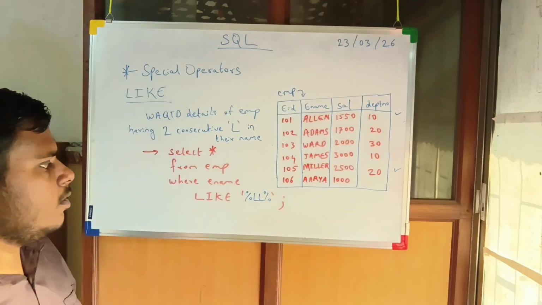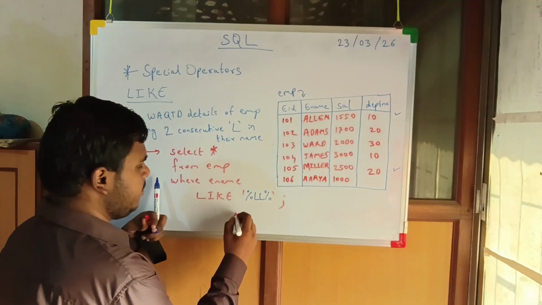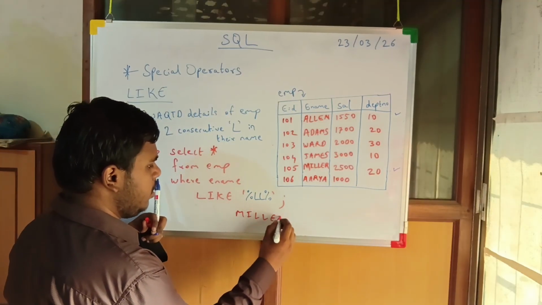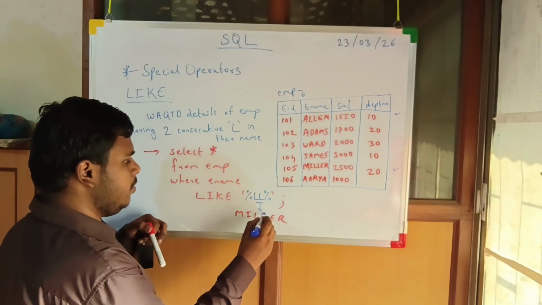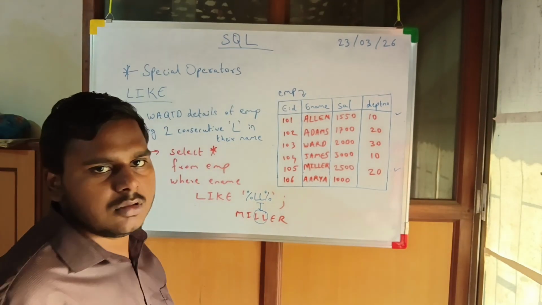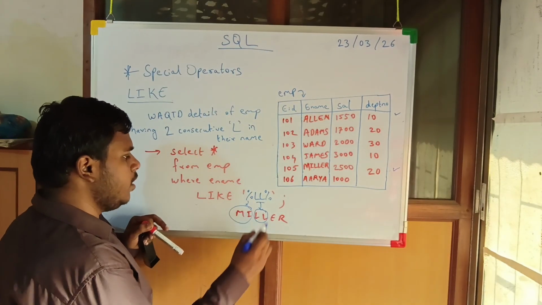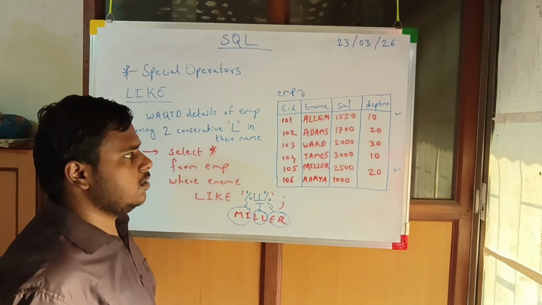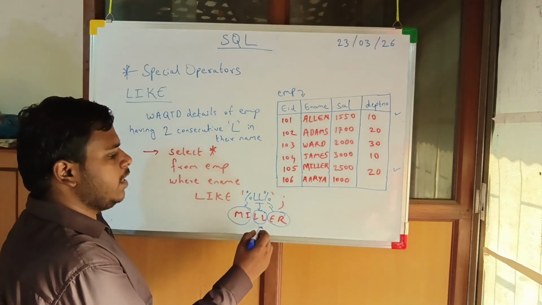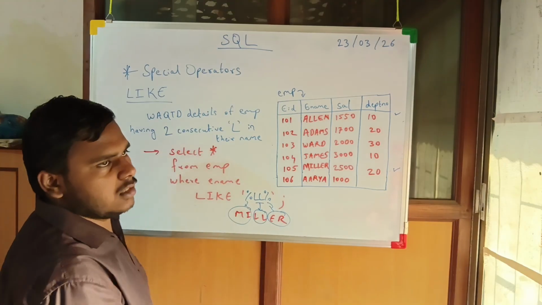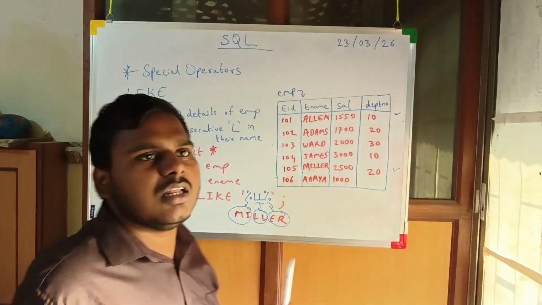Okay. So let's say I take Miller only. M-I-L-L-E-R. In the Miller example, if you look, double L will be matched by double L. The first percentage will take MI and the second percentage will take ER, Miller. So the same works with Alan. In Alan also, the first percentage will take A, double L will be matched by double L, and the percentage will take EN.